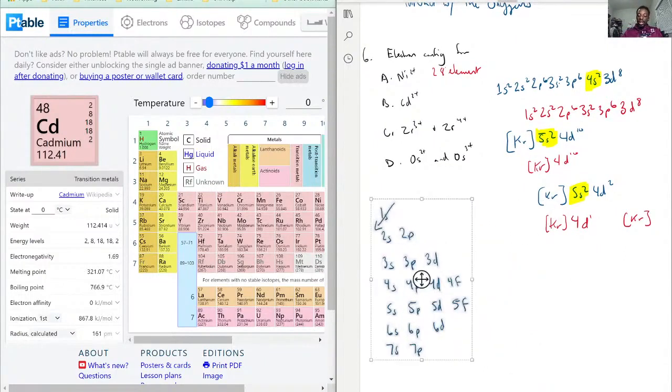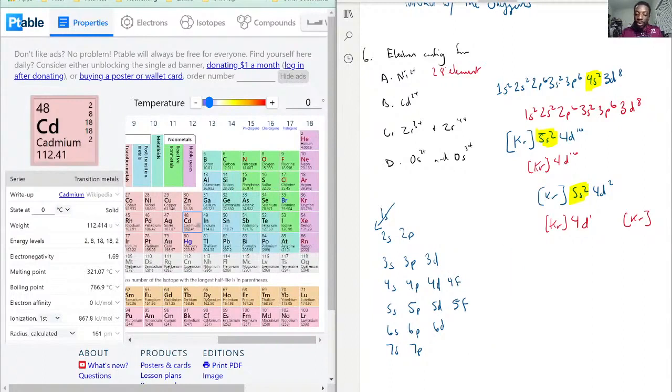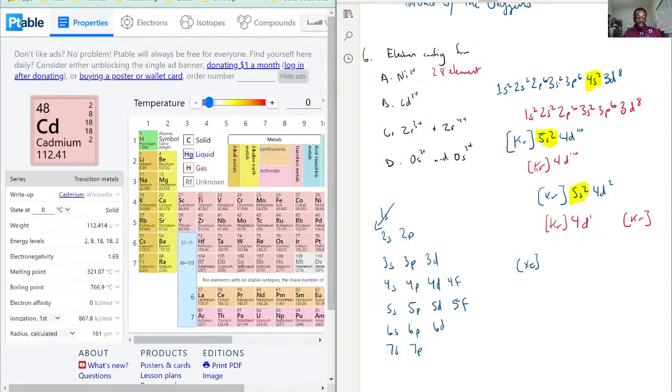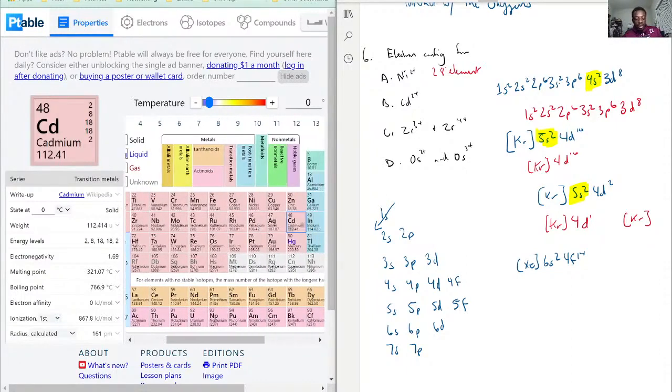And now for D, we have osmium, which is element number 76. First we'll do the shorthand. Xenon will be our most recent element, so we have xenon, and then we have 6s2 still. But as you notice, we actually passed through the lanthanide series, so we actually have a 4f14 here. And now we have 1, 2, 3, 4, 5, 6.